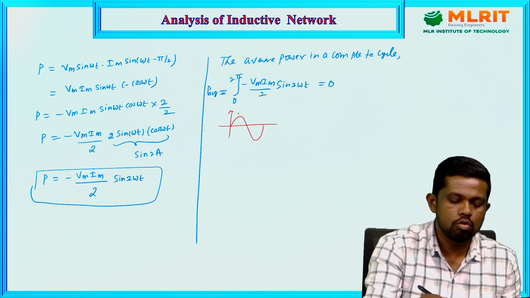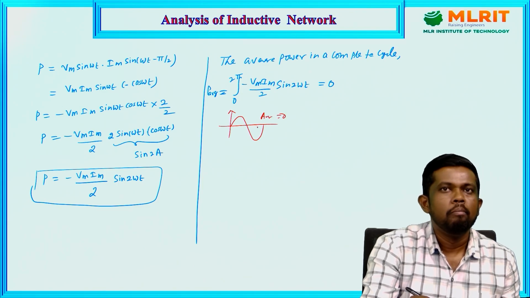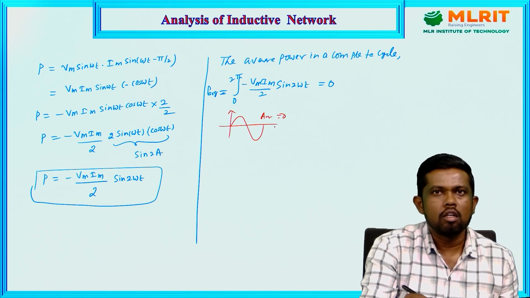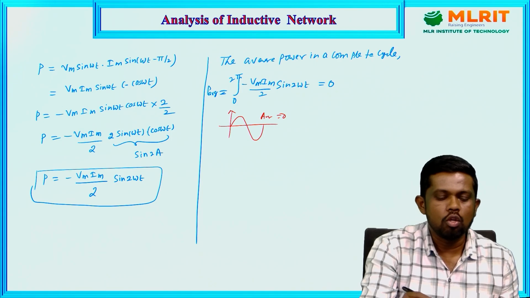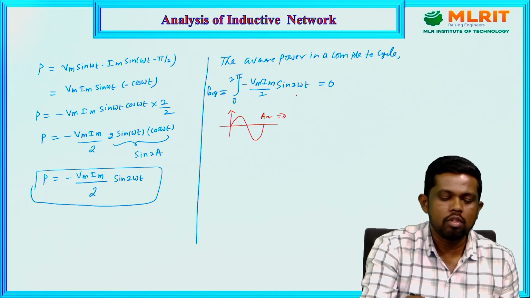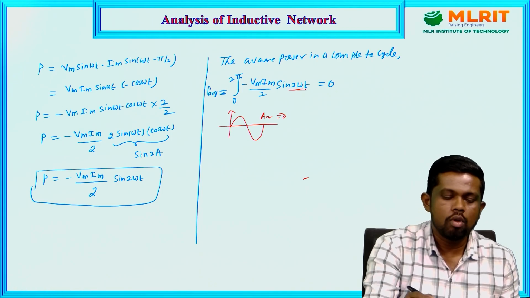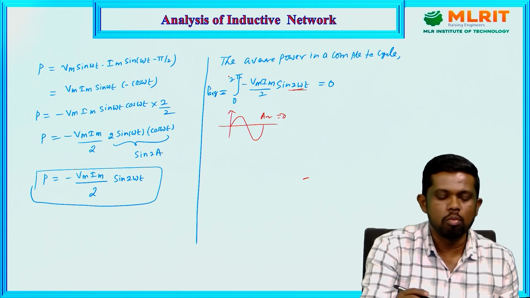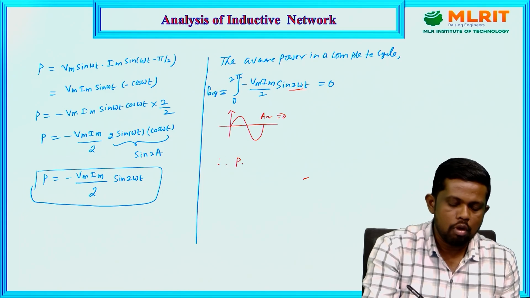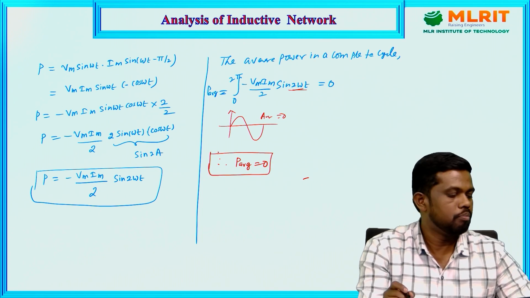Similarly, this is a sinusoidal waveform, so its average value should become 0. Based on this, the average power taken by the inductor over a complete cycle should be 0, because it has a sine function with double frequency. Therefore, P average equals 0 only. This is the instantaneous power and the average power taken by the inductor.